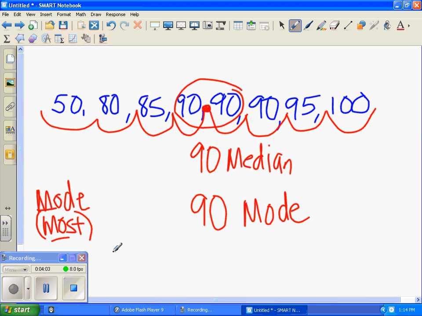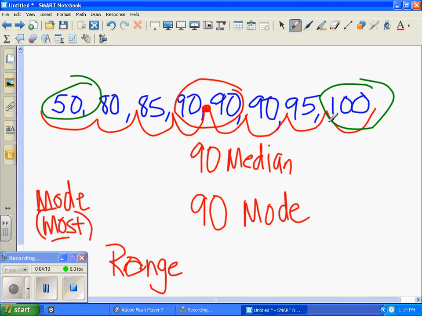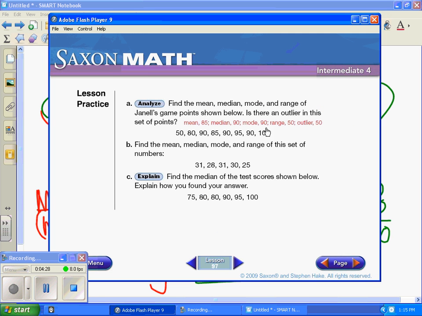Now the last thing we have to figure is the range. Okay, and that is we have to do a math problem from the greatest to the least here. And if we find the difference and we do 100 minus 50, it's 50, we have a range of 50. Okay, that means the span from the least to the greatest. Okay, so check yourself. Oh, also, that's right, we did the outlier first and it is 50.